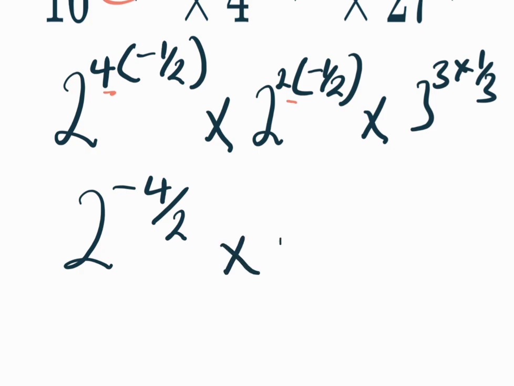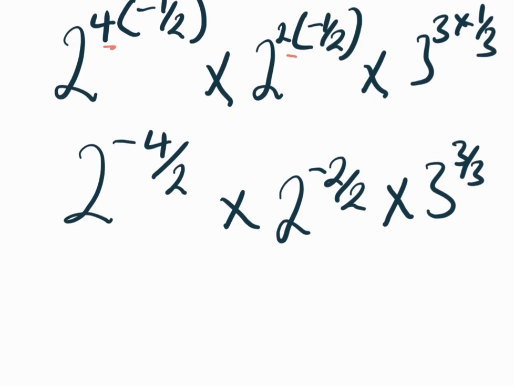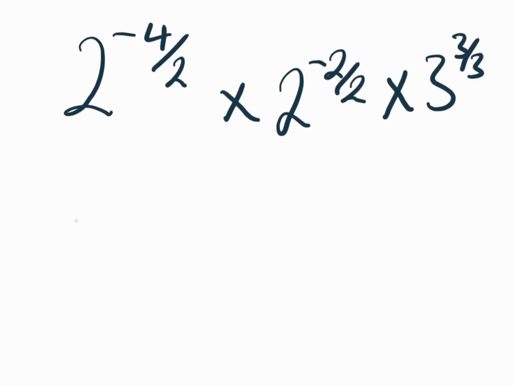Then open the bracket already. You have times, you have 2 as a base. You have 2 times minus 1, which is minus 2 over 2. You have times 3. You have 3 times 1, which is 3 over 3. So we proceed. Here we're going to have 2, so you have minus 4 divided by 2. Minus 4 divided by 2 is negative 2, or minus 2.